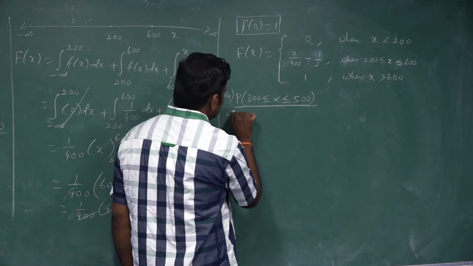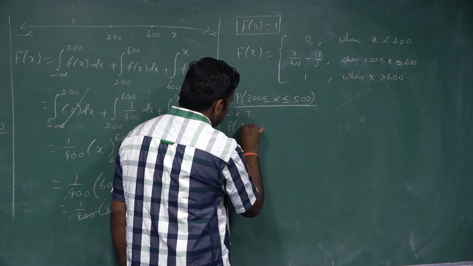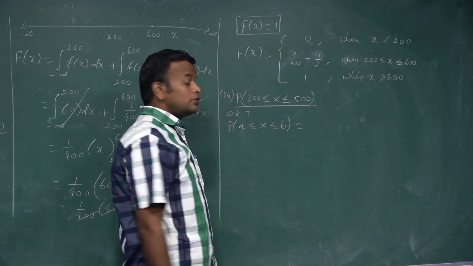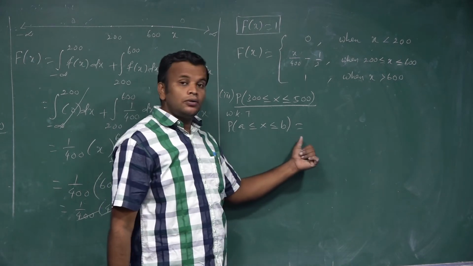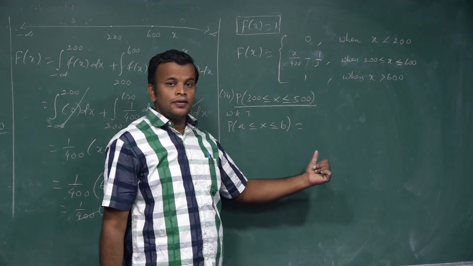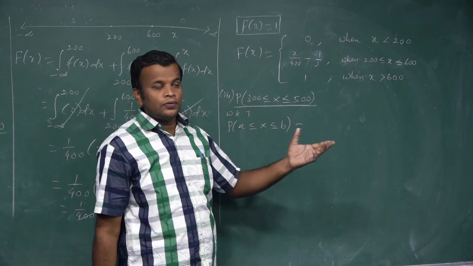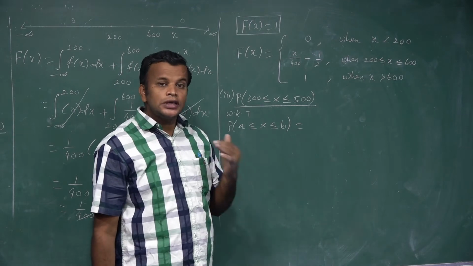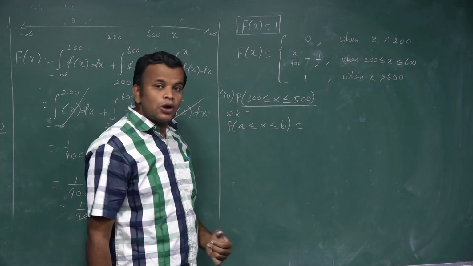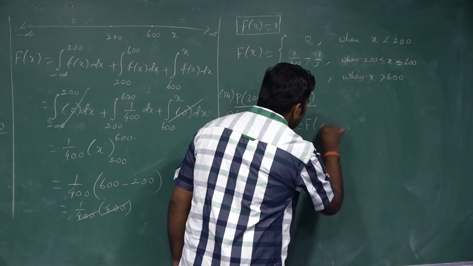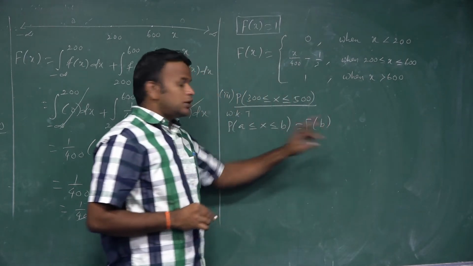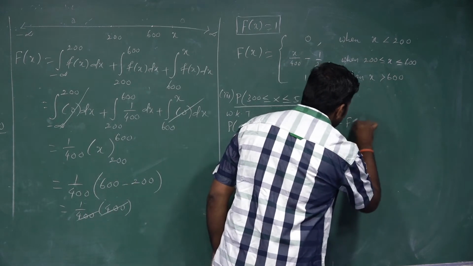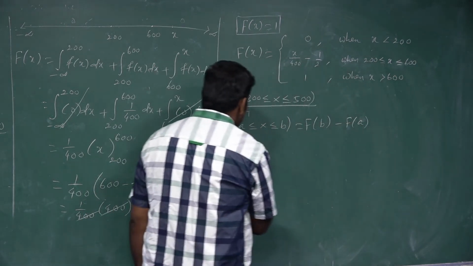First we write the formula P of a less than or equal to X less than or equal to b. There will be two formulas. One formula uses integration. The other one uses capital F of x. Now we have capital F of x. So suppose a cumulative distribution function is given, then the formula for this probability is capital F of the last value b minus capital F of the first value a.